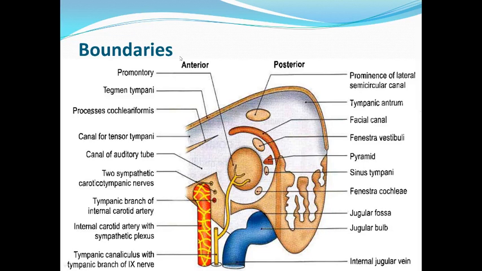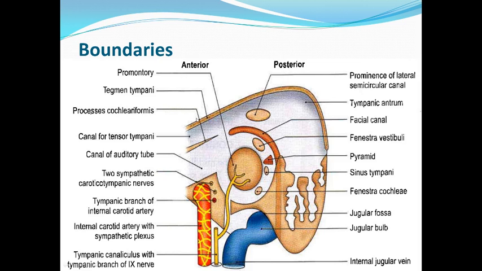Now, discussing the boundaries, as I've already told you while defining the dimensions or shape of the middle ear, the boundaries will be discussed as having a roof, a floor, an anterior wall, a posterior wall, and a lateral as well as a medial wall. So in this figure you can easily define the anterior wall, that is also called the carotid wall.